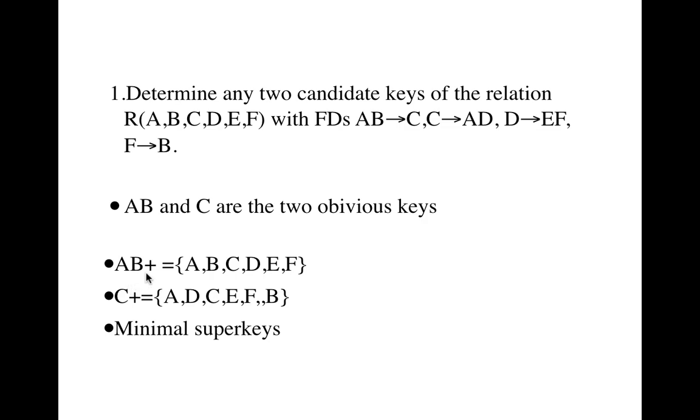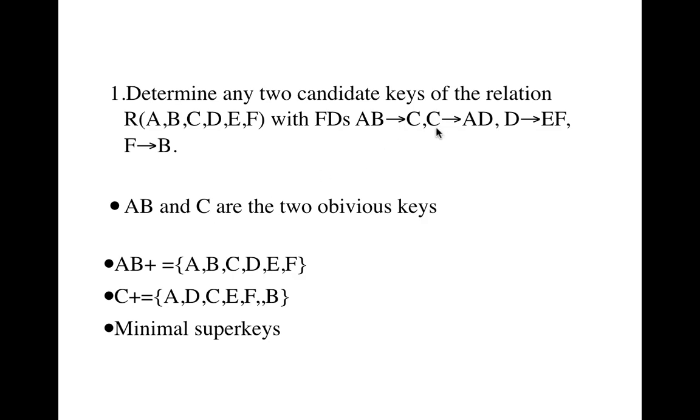Let's see AB closure. What is AB closure? So AB closure would contain A and B, and since it gives C, it would contain C. So AB closure now contains A, B and C. Since C gives AD, A is already there, D is added. So AB closure now contains A, B, C and D. Since D gives EF, E and F are added. So AB closure gives all the attributes A, B, C, D, E, F. So AB is a candidate key for this relation.